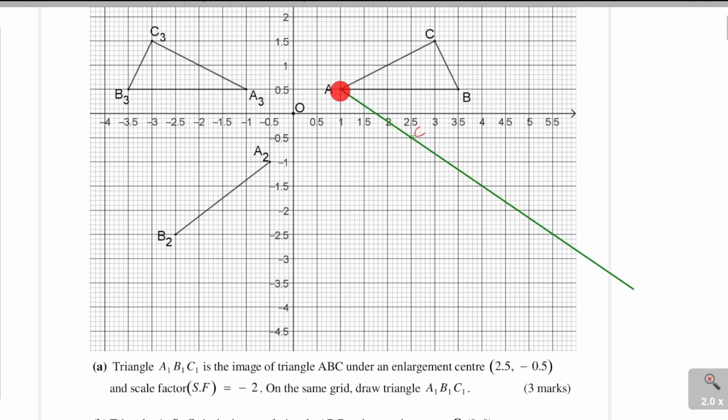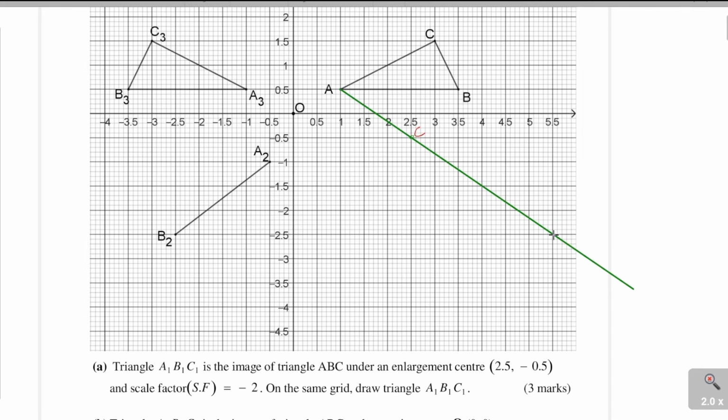So from here, we have 1, 2, 3. There are 3 squares, that is 3 centimeters. So twice that distance, I'll count from C, 6. Kindly check how I'm counting. From C here, I have 1 square, 2, 3, 4, 5, and 6. So this is where we shall have A1.